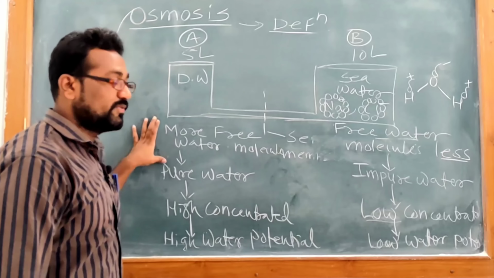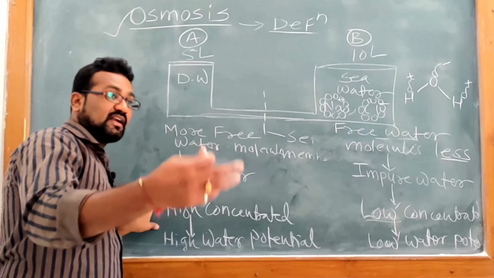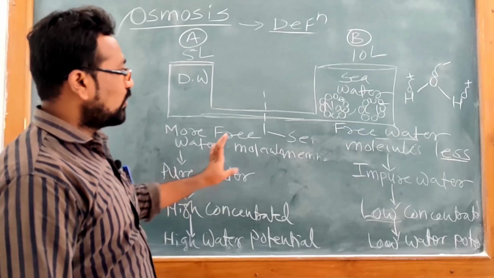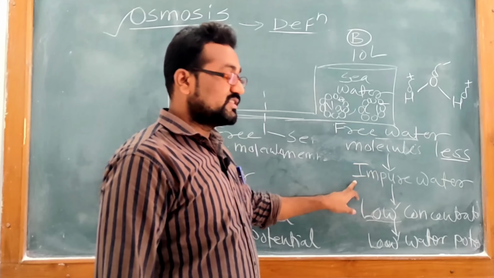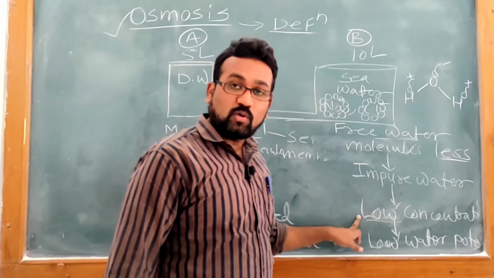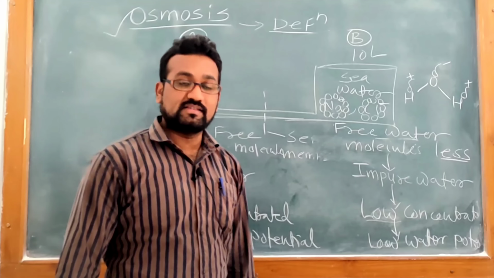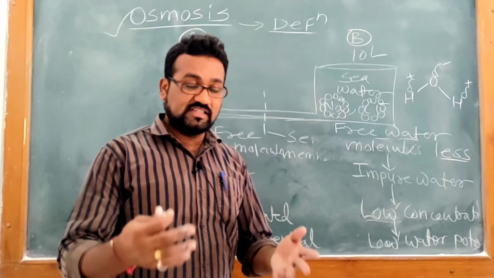Distilled water contains more free water molecules, which is pure water, which we consider as highly concentrated water, and which has high water potential. On the other hand, sea water, which contains less free water molecules, which is impure water, which is low concentrated water, we can say has low water potential. So the definition of osmosis we can write in this fashion.